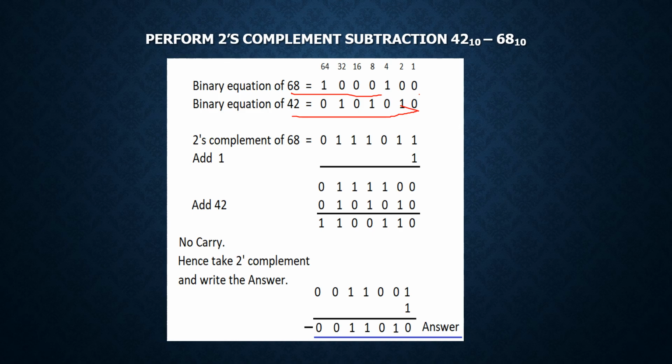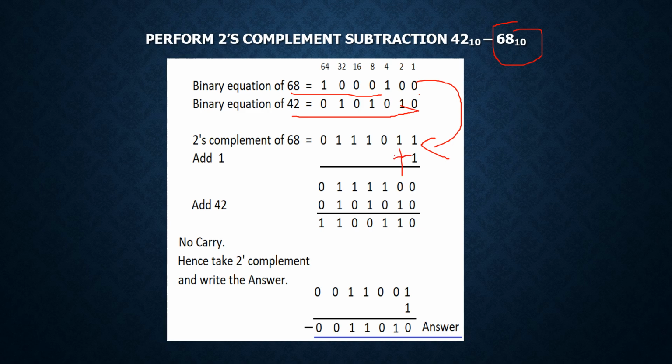Now you perform the 2's complement for 68, since 68 is the second number. First you take the 1's complement of 68, inverting the values. You can see the values are inverted; the 1's complement is performed here. Then you add 1.